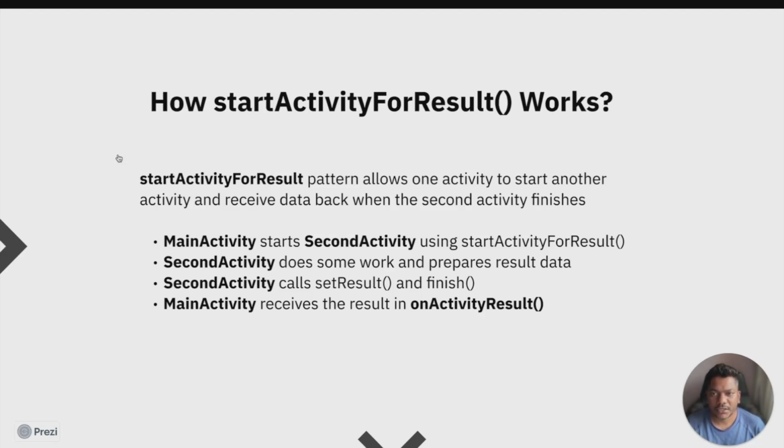So the startActivityForResult pattern allows one activity to start another activity and receive data back when the second activity finishes. So when the main activity starts the second activity using startActivityForResult, the second activity does some work and prepares result data. The second activity calls setResult and finish. Then the main activity receives the result in onActivityResult.